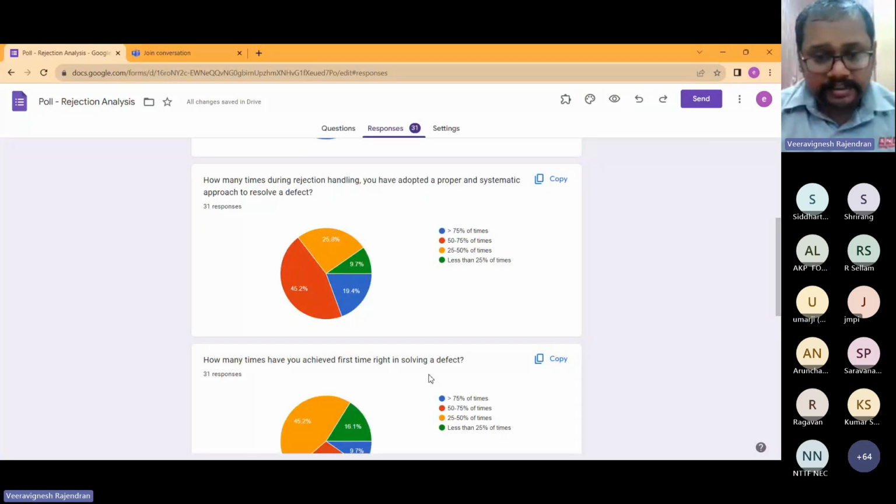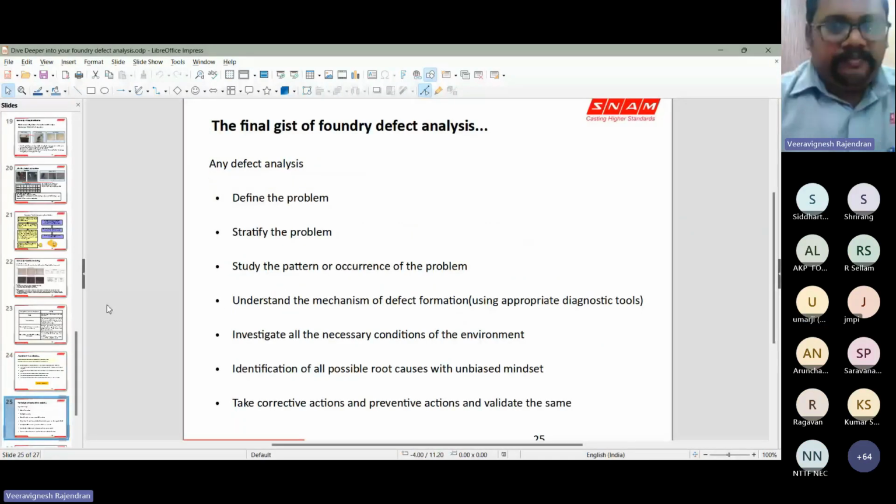And going back to the presentation, the final gist of foundry defect analysis is: for any defect analysis you are taking up, define the problem, stratify the problem, study the pattern or occurrence of the problem or the defect, and understand the mechanism of defect formation using the proper diagnostic tools. You should have the knowledge or the source for knowledge already available. Investigate all the necessary conditions of the environment. Do not leave anything. Identify all possible root causes with an unbiased mindset.